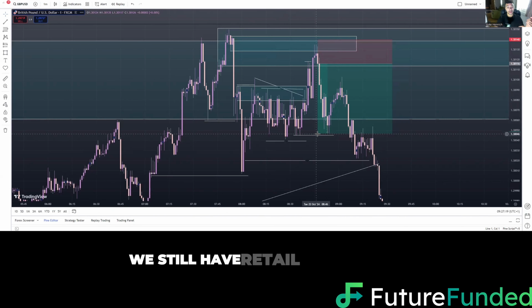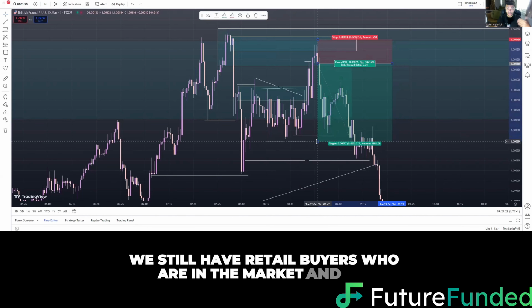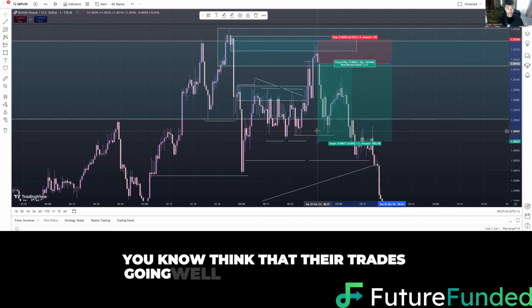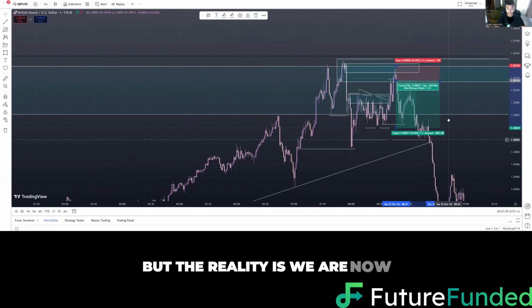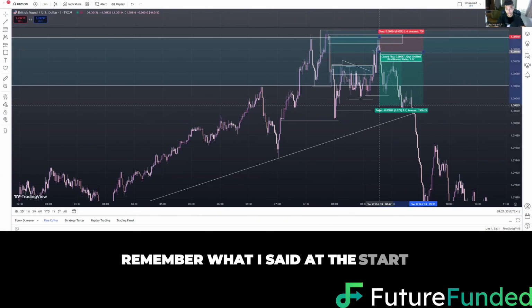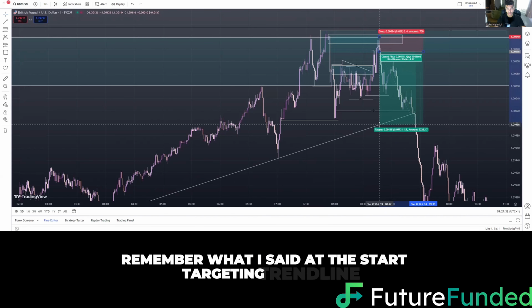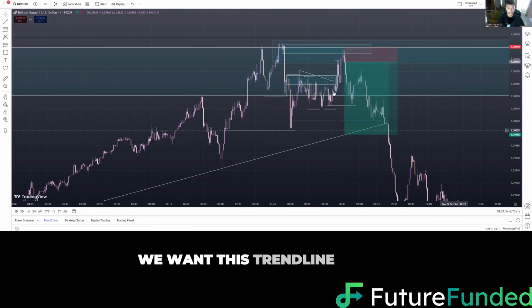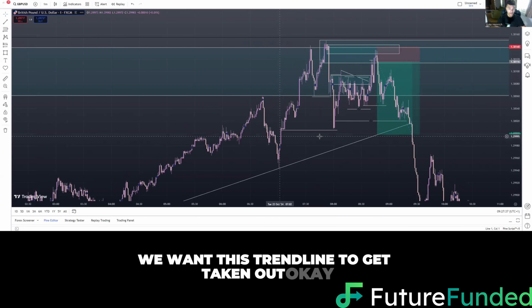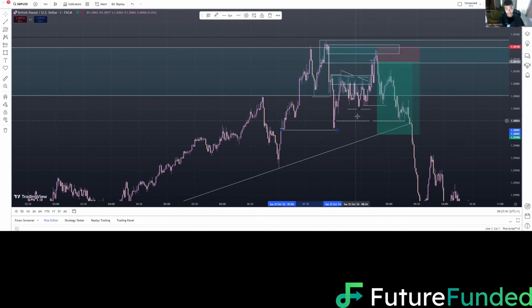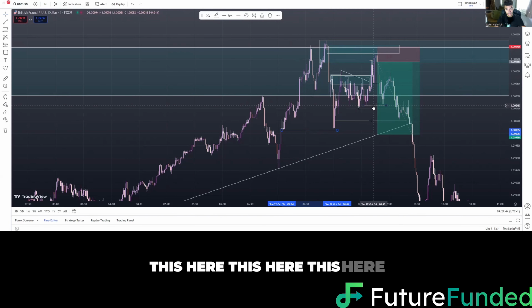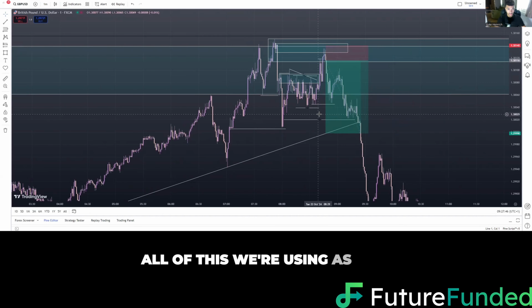We still have retail buyers who are in the market and think that their trade's going well, and that's no problem. But the reality is we are now, remember what I said at the start, targeting trend line. We want this trend line to get taken out. In doing so, we are looking to take out this liquidity here, this here, this here, this here. All of this we're using as our targets.